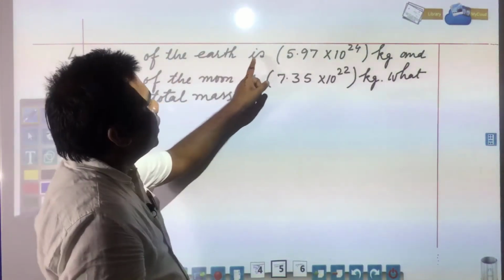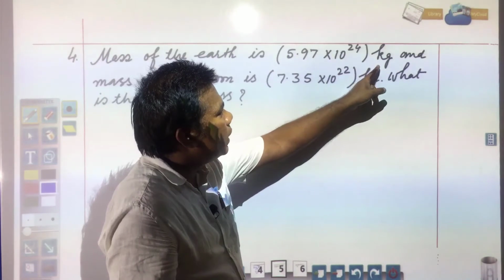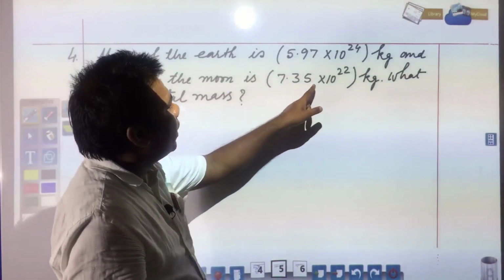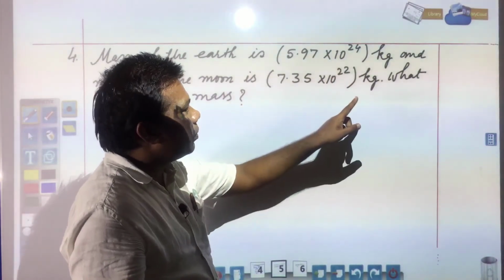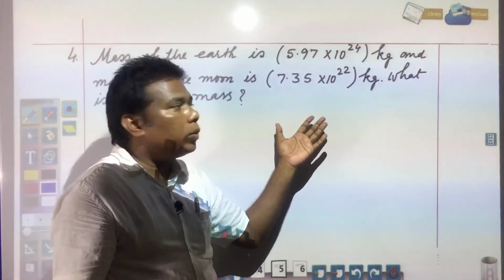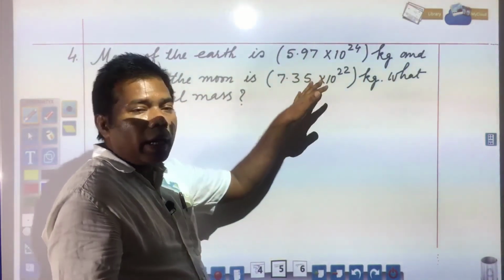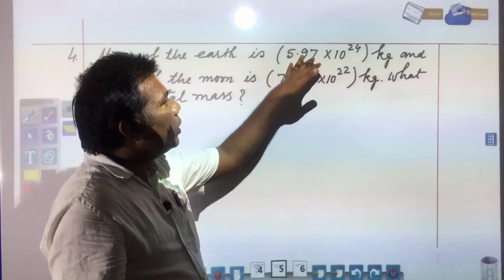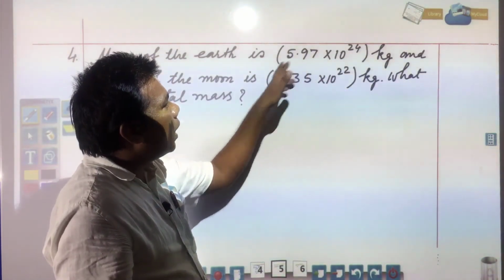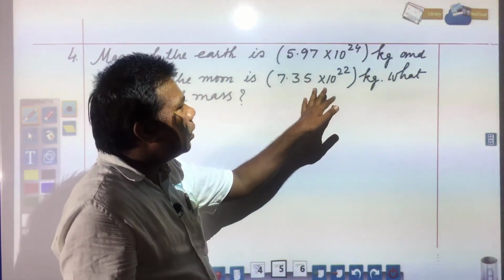Mass of the earth is 5.97 into 10 to the power 24 kg, and mass of the moon is 7.35 into 10 to the power 22 kg. What is the total mass? Simply what you need to do, two masses have been given, you need to add this, but here you need to understand how it is to be added, because numbers are very large. So, that is required to be understood.